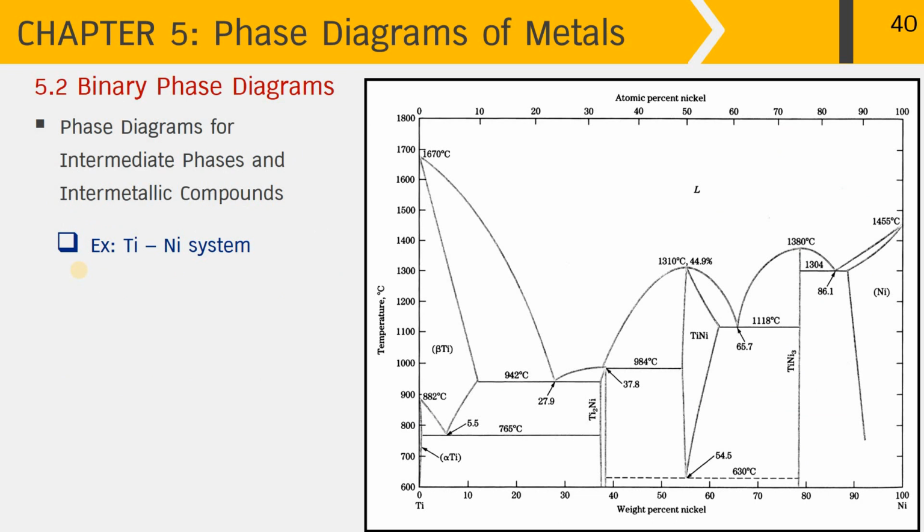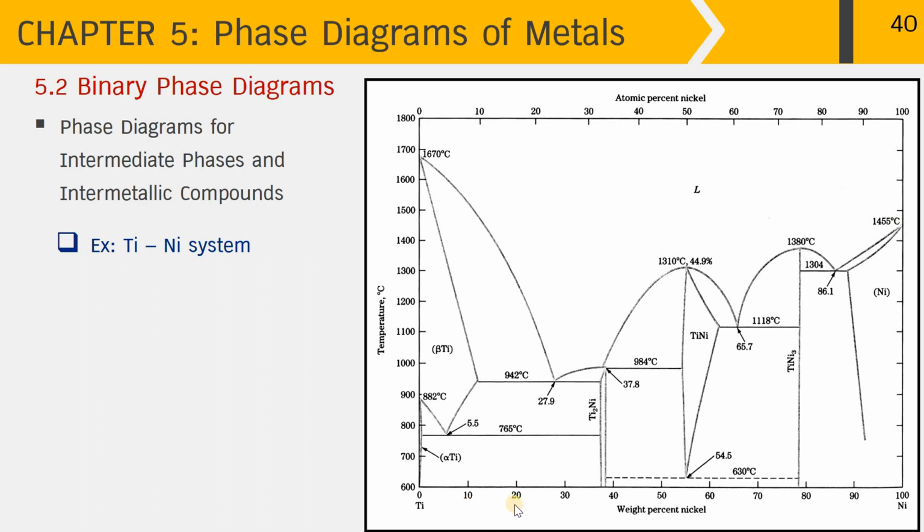Now let's see a real example for the titanium and nickel system. Right here on the left, we have titanium at 100%. Toward the right-hand side, we have increasing nickel in weight percent, up to here, where we have 100% nickel. Then on the y-axis, we have the melting temperature of titanium at 1670 Celsius, and for nickel, we have 1455 Celsius over here.